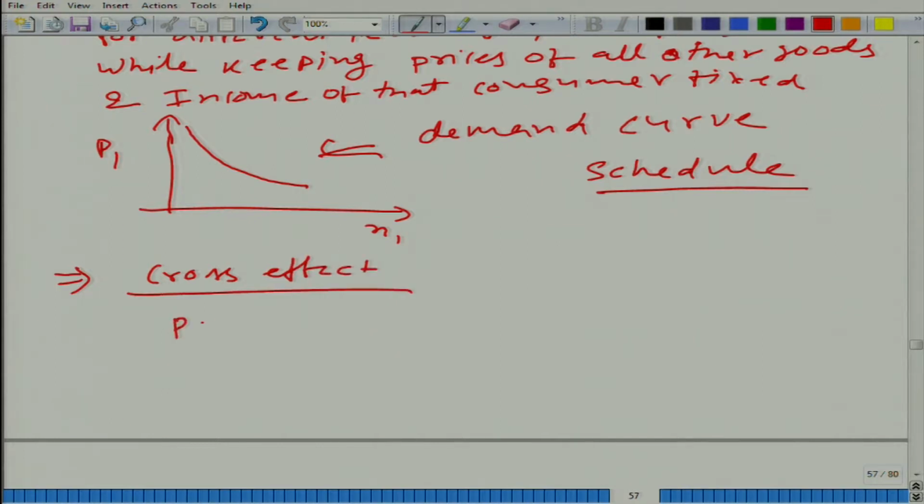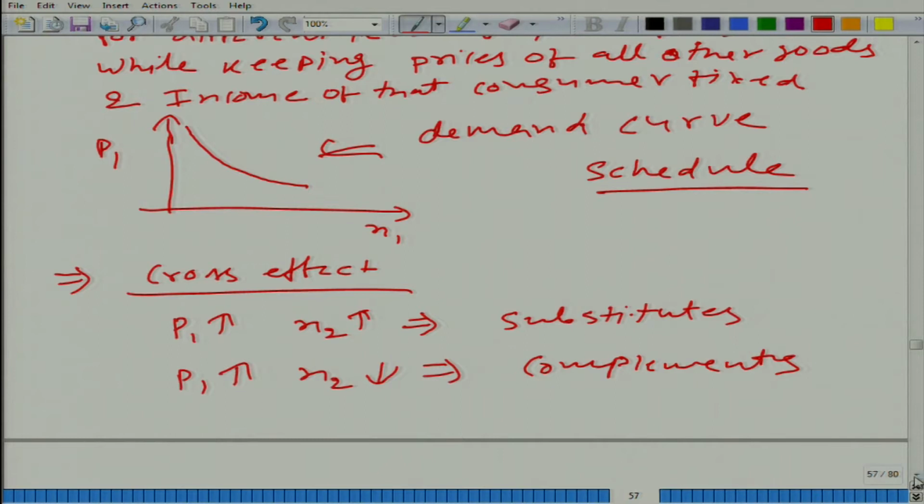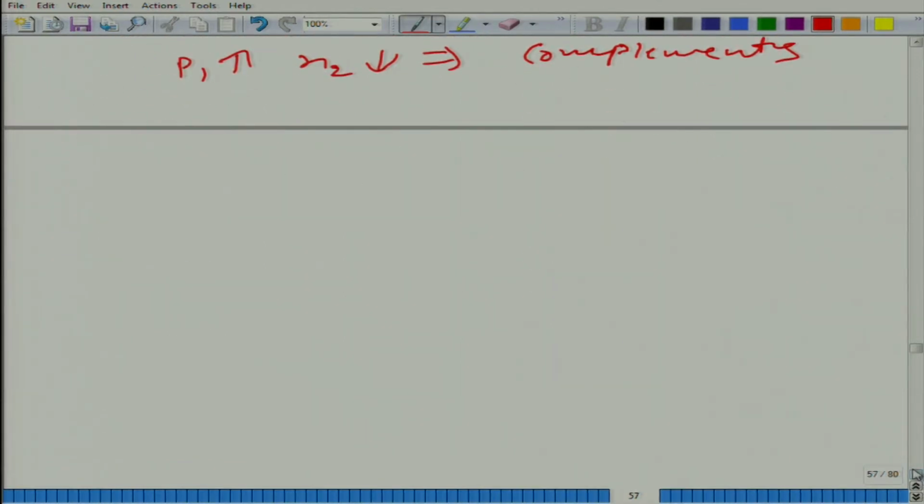So, let us say P1 goes up and X2, as a result, X2 also goes up. What does it mean? That good 1 and good 2 are substitutes. And if P1 goes up and X2 comes down, then they are complements. Fine, that is what we can figure out. Is it clear? Yes. Okay.